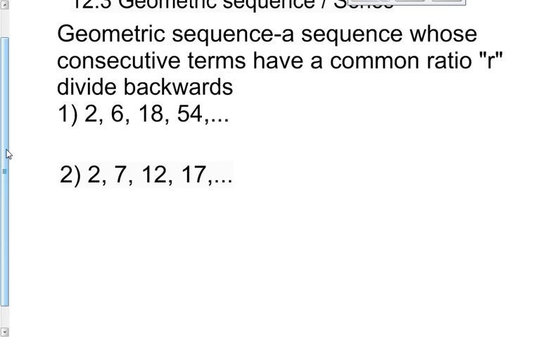So these first couple, we want to see if it's geometric or not, and if so, can we find the r value? 6 divided by 2 is 3. 18 divided by 6, 54 divided by 18. We do get the correct value. Common ratio is 3 every single time. In this next one, 7 divided by 2, 3.5, but 12 divided by 7, not the same thing. 1.7 or something. So this one, no, it is not geometric. This one would be yes, geometric.